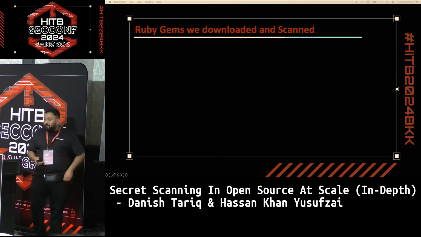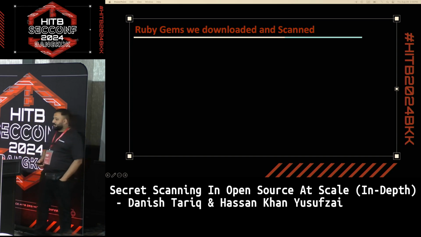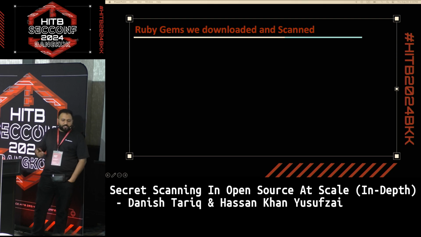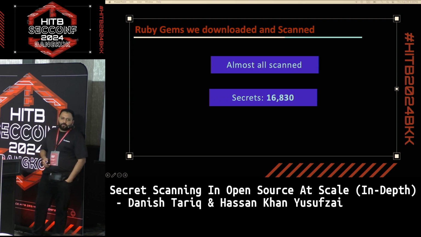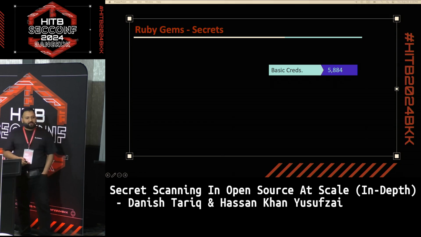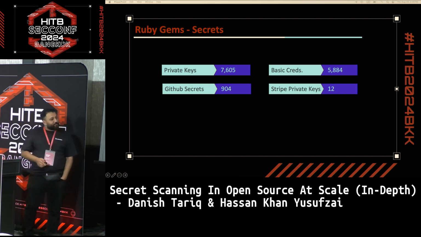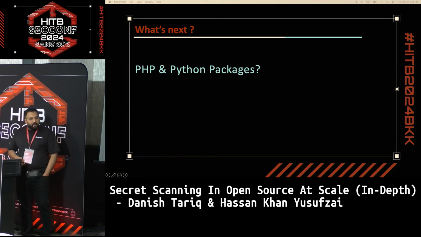Yeah, so again, we didn't stop at NPM. We also scanned Ruby gems as well. We downloaded mostly all of the publicly available Ruby gems, and then we scanned those for the same signatures, 33 different types. We were able to identify 16,000 plus secrets in that. Some of the common ones are... I wouldn't like to bore you with the same repetition again, so I would put it in the same slide. Yeah, these are some of the occurrences in the Ruby gems.